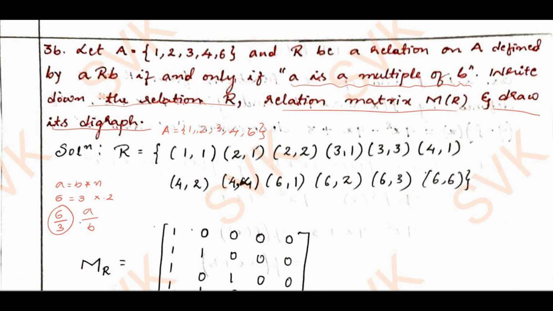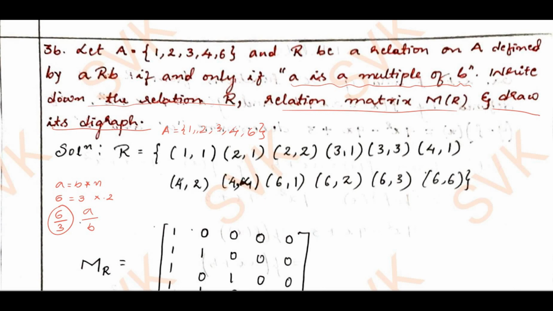And similarly 2 is divisible by 1. So for that reason 2 is a multiple of 1. 2 is divisible by 2 itself, so I can say that 2 is a multiple of 2. Similarly 3 is a multiple of 1. 3 is a multiple of 3. 4 is a multiple of 1. 4 is a multiple of 2. And also we can say that 4 is divisible by 2.